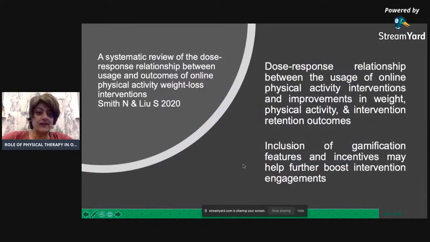So this is the last research study. This was another systematic review looking at whether or not there's a relationship between physical activity and weight loss. And this was again published quite recently in 2020. And they actually found a dose-response relationship. What that means is if people engaged in online physical activity interventions, these people actually lost weight, and their compliance improved. Okay, and what the study found was that by incorporating gamification features, so by making the online physical activity fun, by offering incentives, the participants or the patients were more compliant, and that was one reason why they actually experienced improvements in weight.